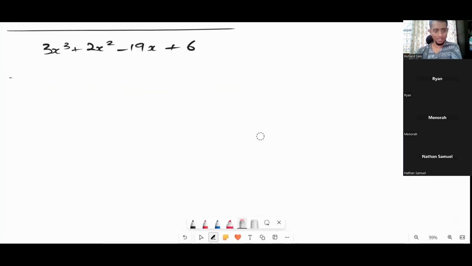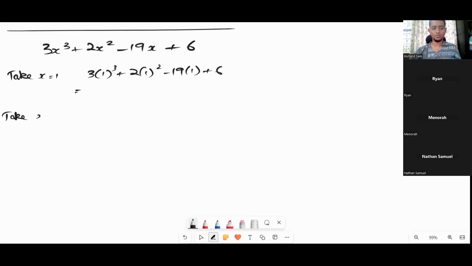So just keep this in mind. You don't need to write all this. That's just for your understanding. So first we will take x is equal to 1. So 3 into 1 cube plus 2 into 1 square minus 19 into 1 plus 6. Solve this and check if you're getting 0. If you're not getting 0, then you will try the next value, which is x is equal to minus 1. If that's not happening, then 2, then minus 2, then 3, then minus 3. So do that.